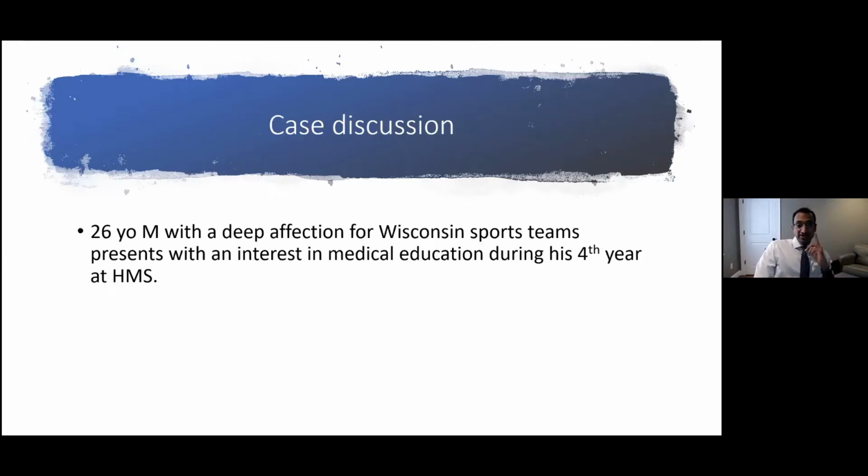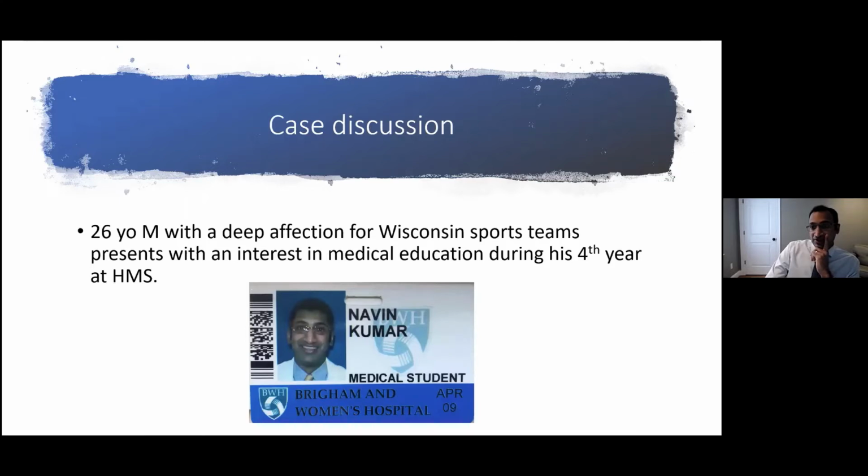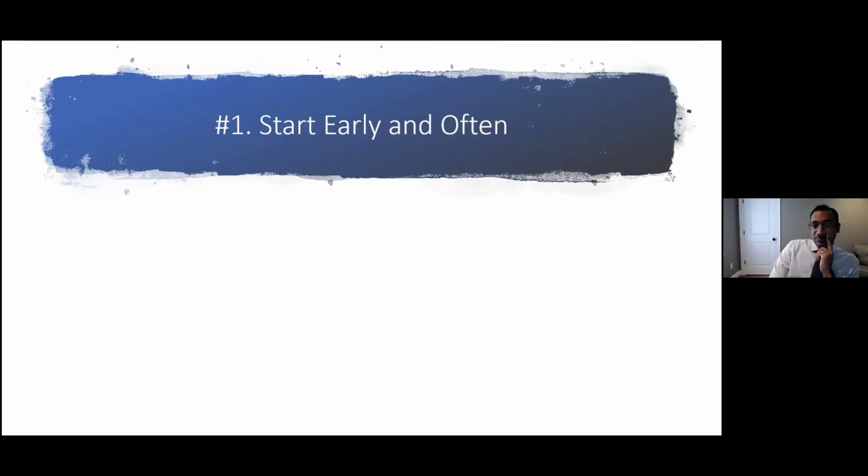So here we go. Here's the case. It's a 26-year-old male. He has a very deep affection for Wisconsin sports teams, and he presents during his 4th year of medical school with an interest in medical education. So there he is. This is 12 years ago, and we'll see how the pictures evolve over time. Okay. So my first tip is to start early and often.